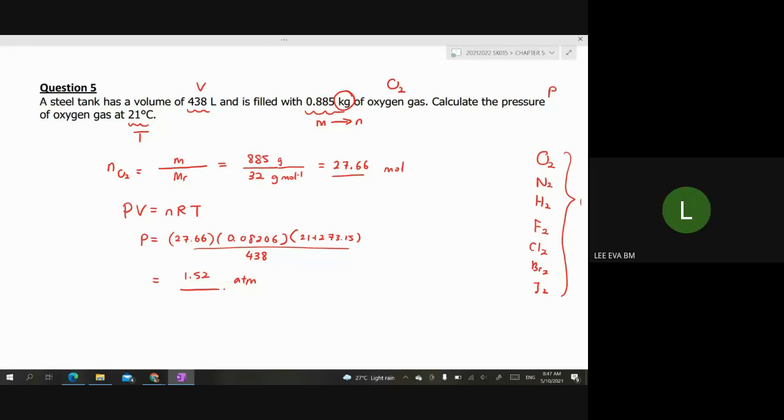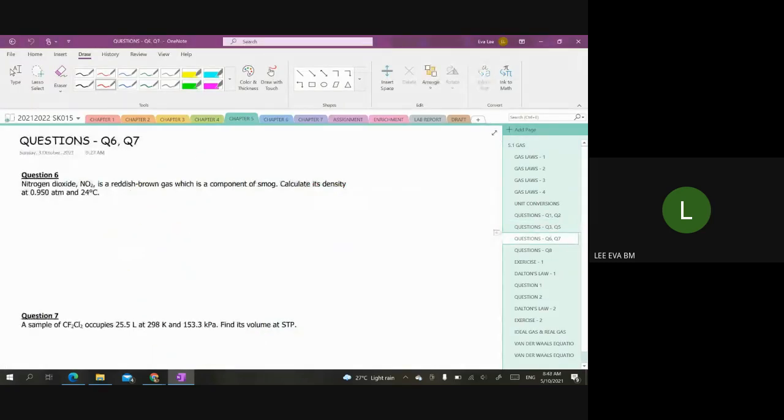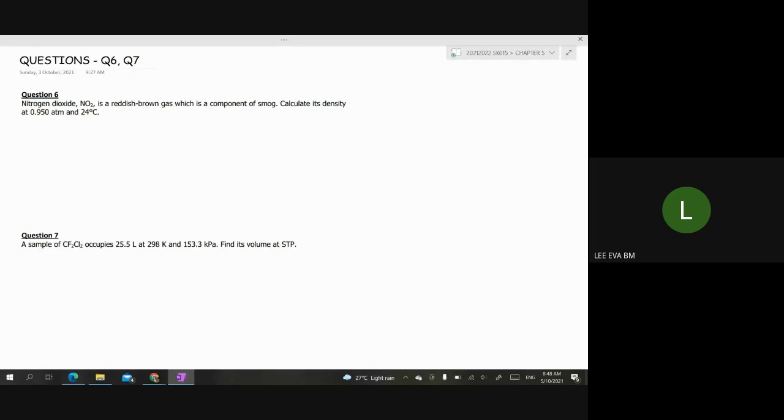Right. So we get a little bit higher level. So next question, question number 7. Oh, nampaknya semua soalan dia pendek kan? Okay. But the important thing is you know how to interpret the questions. So our question 6, nitrogen dioxide's formula is given, NO2 is a reddish brown gas, which is a component of smoke. So calculate its density. Okay. At 0.950 atm, which is a pressure, and then you have a temperature of 24 degrees.